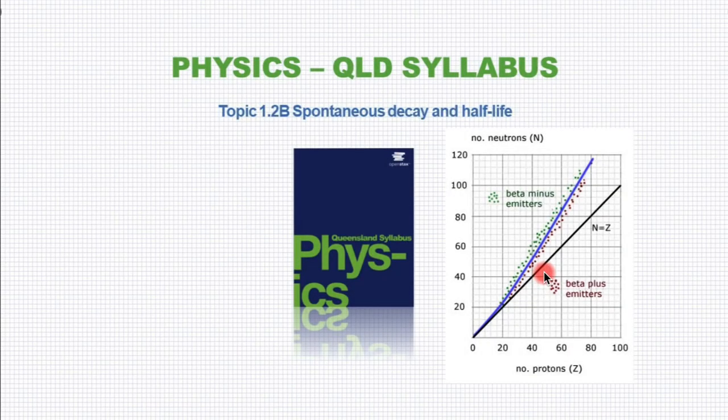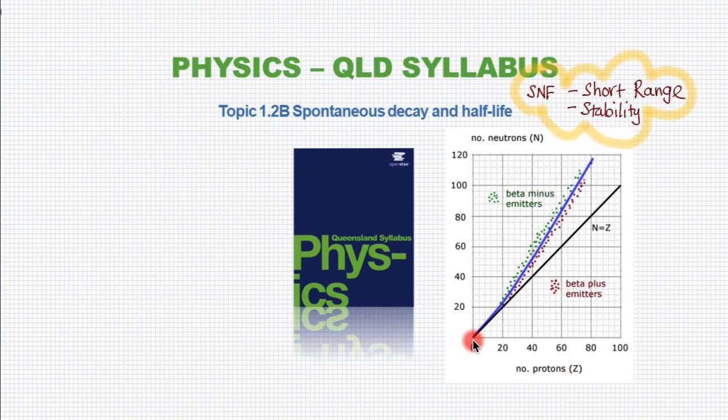In a previous video, we analysed this number of neutrons N versus number of protons graph, and we said because of the short range of the strong nuclear force that this line or this graph tells us something about the stability of the nuclei in the periodic table. So if we have a proton number up to about 20, you can see that the blue line there follows the black line. In other words, those nuclei are fairly stable because the number of protons is roughly equal to the number of neutrons.